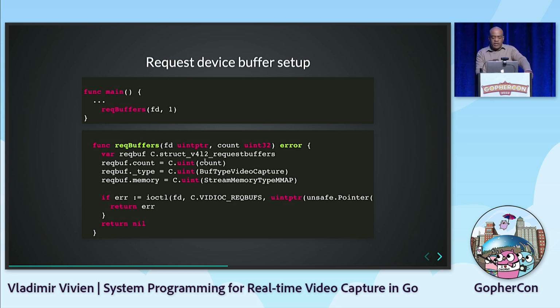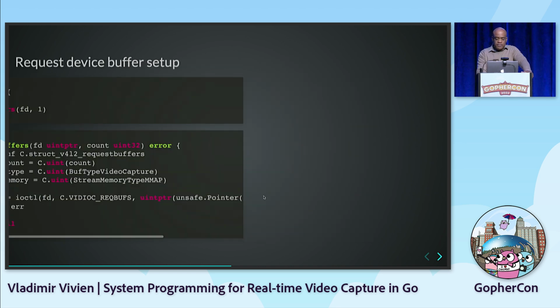We just want to do one, and we tell it that we want that buffer to support a video capture, which is what we're doing. And we also set the IO type to be memory map. Same thing, we call IO control, and we request the buffer.